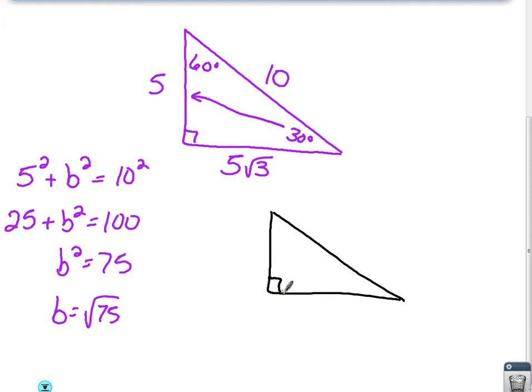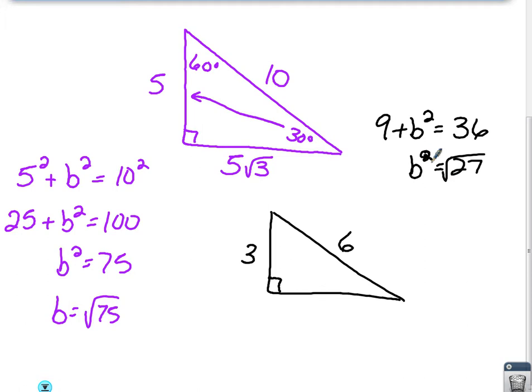In a 30, 60, 90, let's say this is 3. The hypotenuse is always double. And if you don't remember the rest of the rule, you can always use the Pythagorean theorem. A squared plus b squared equals c squared. Bring the 9 over. B squared is 27. The square root of 27 we can split into the square root of 9 times the square root of 3. So I get 3 root 3. Do you see the pattern now?